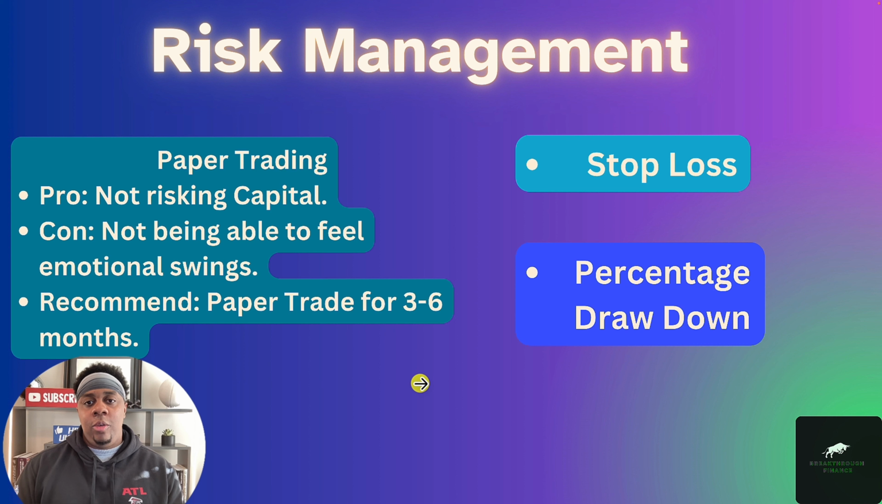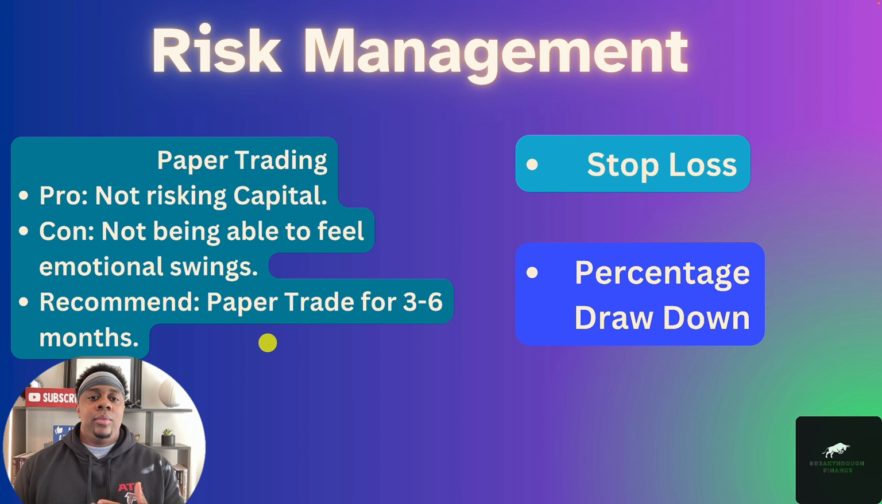Okay. All right. Let's talk about risk management. One thing you can do, and I highly recommend it, is to paper trade. Paper trading is essentially opening up an account where you're able to get fake money and place trades with it. But there are some pros and cons. The pro is you're not risking your actual capital, so you're not risking your own money. The con is not being able to feel the emotional swings.